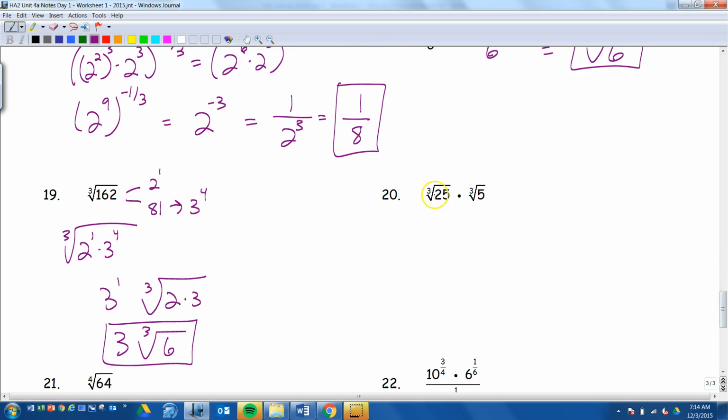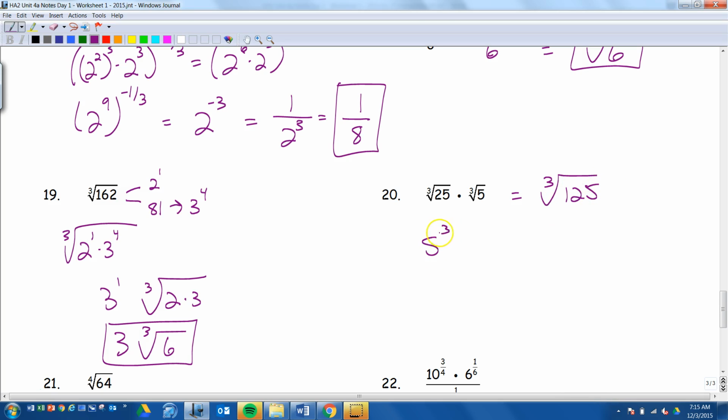Okay, this one here, not the same basis. However, they are the same power. Remember when we have square roots and we multiply them, we can multiply numbers under square roots, inside number by inside number? Same thing. If they're the same power, you can multiply the numbers. So it's the 3rd root of 125.